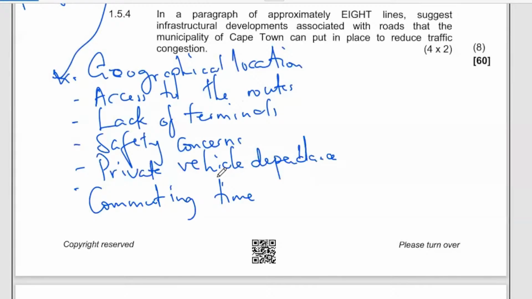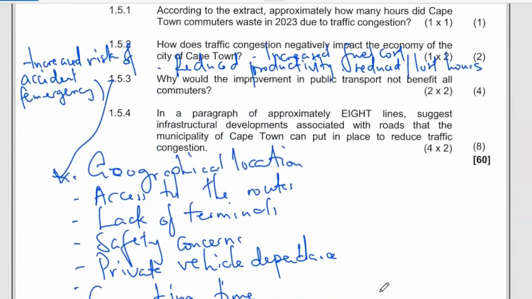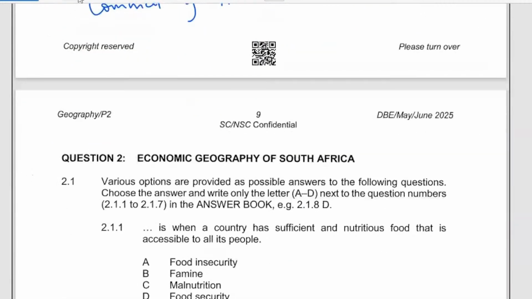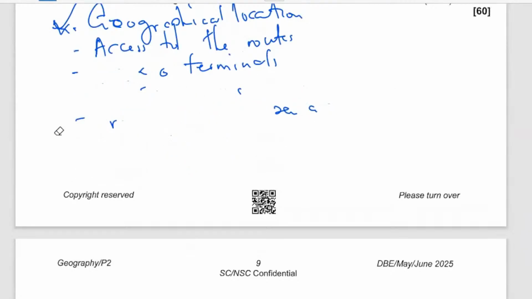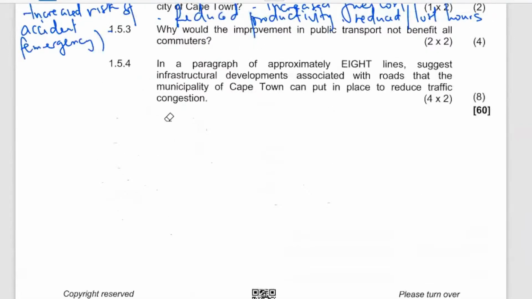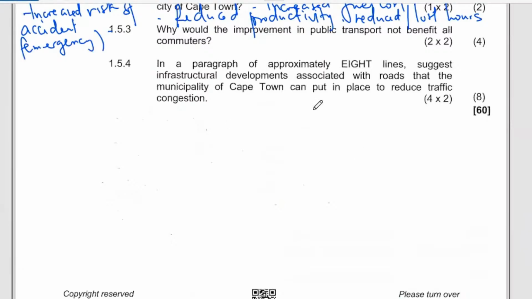Right. Then we move on to our last question. Write a paragraph of 8 lines suggesting infrastructural developments associated with roads that the municipality of Cape Town can put in place to reduce traffic congestion. What can the municipality do in relation to the roads so that they reduce the risk of traffic congestion on the roads? Right, I'll just highlight here and try to discuss briefly. For that reason, we are saying what needs to be done on the public road infrastructure.